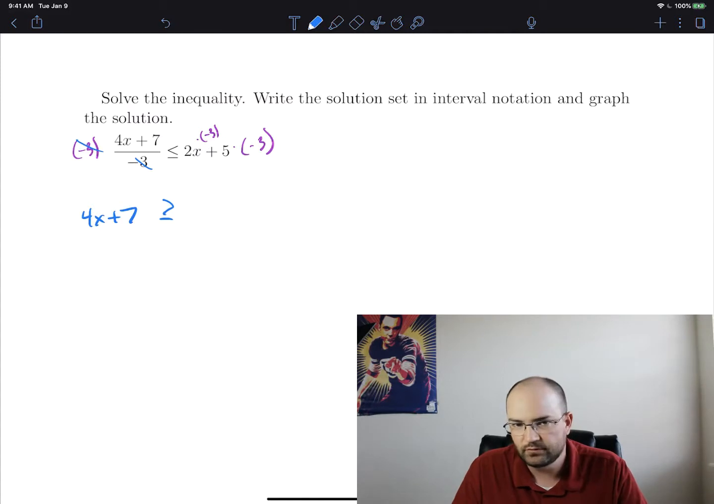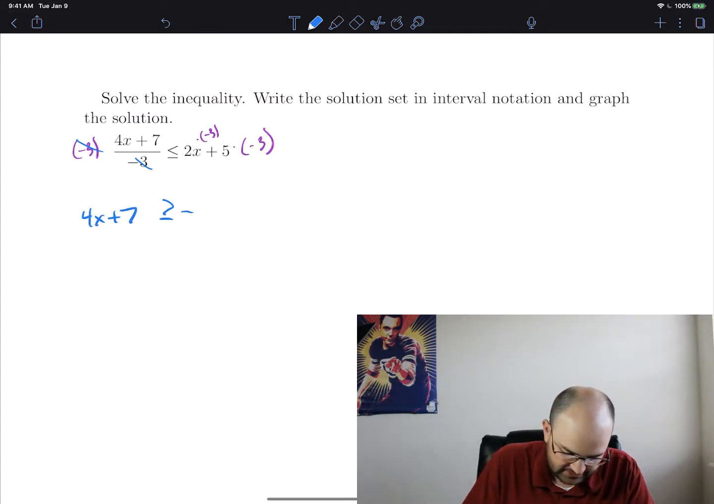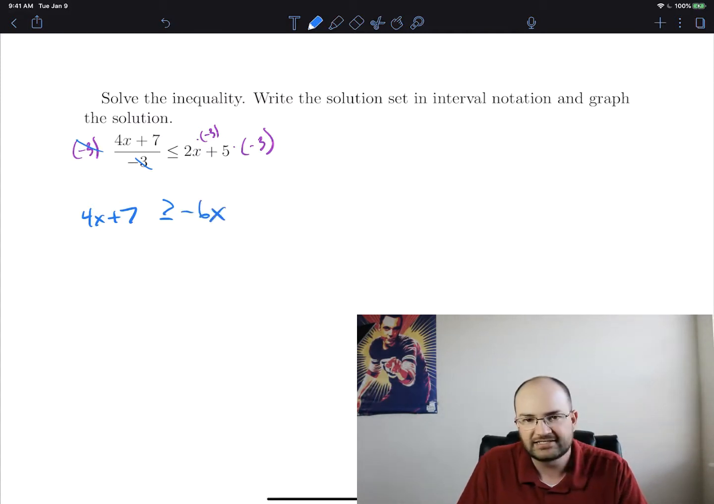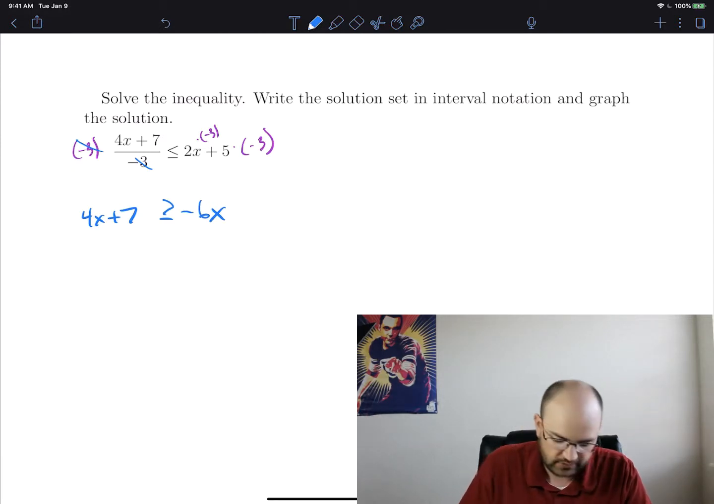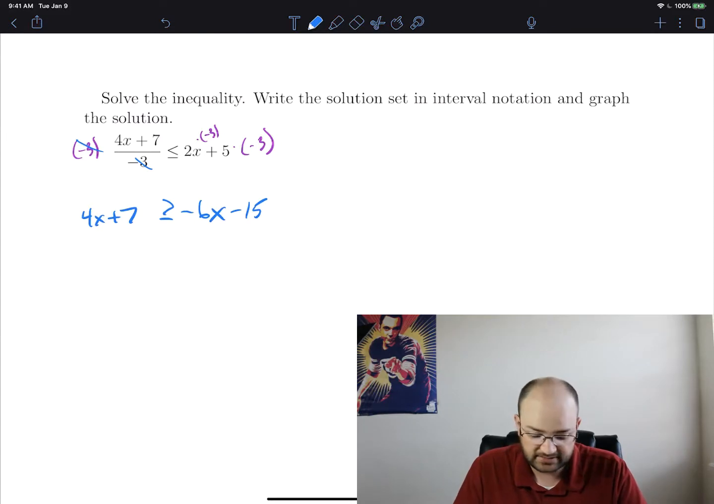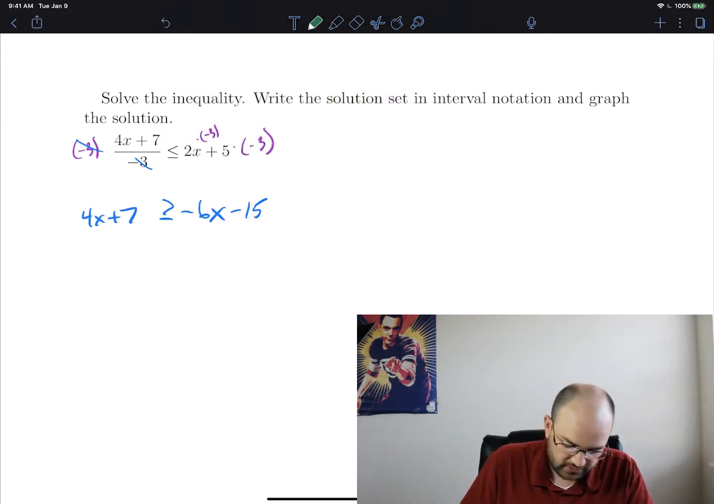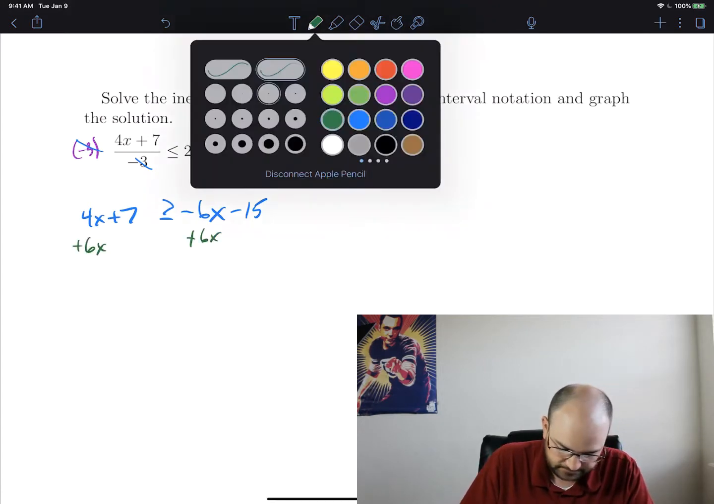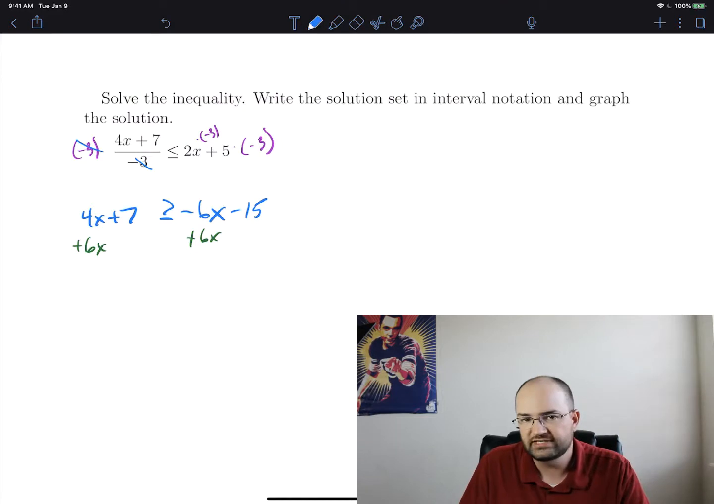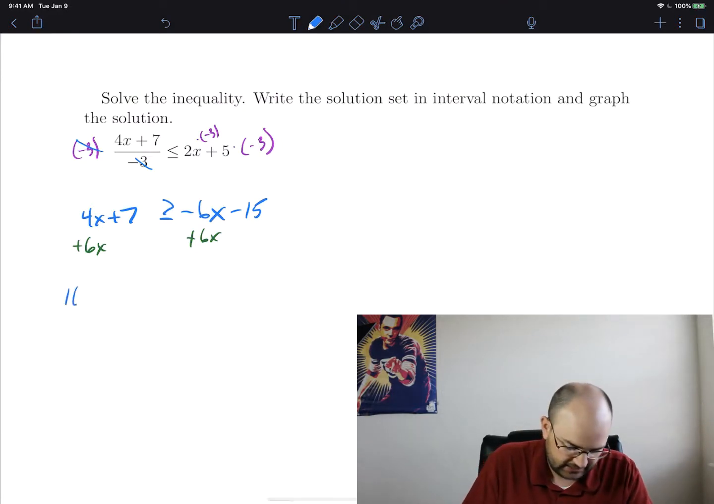2x times -3, well, 2 times -3 is -6, so it's -6x, and then +5 times -3 is -15. Excellent, and at this point, you just solve it any way you can. I'm going to go ahead and add 6x to both sides. So 4x + 6x is 10x.